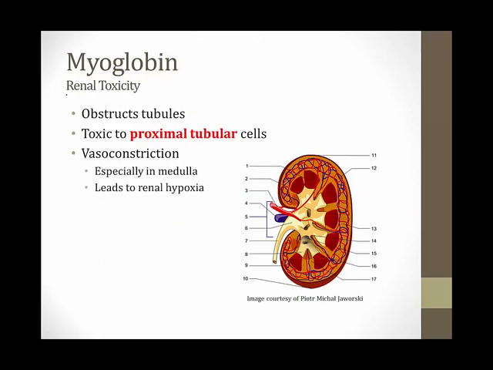Myoglobin is responsible for the renal toxicity that occurs in rhabdomyolysis. It causes renal toxicity through a number of mechanisms. First of all, it can obstruct the tubules. Secondly, it is toxic to proximal tubular cells. And then finally, it can also cause vasoconstriction, especially in the medulla. This leads to renal hypoxia and damage to renal tissues.